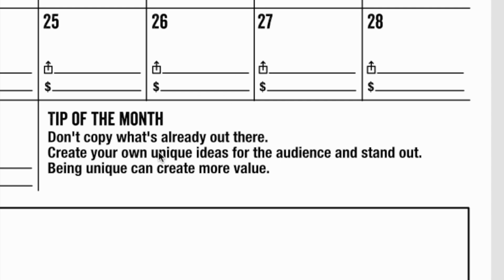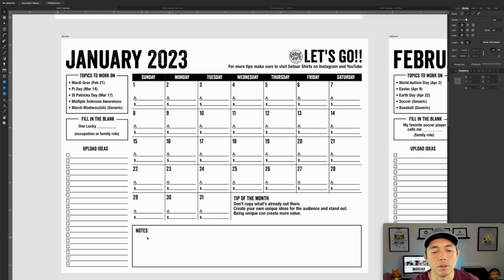And some tips of the month. If you have the whole thing, you can look through all the tips, and it's basically the 16 tips like I said in my video, and then have some places for notes. So I think this will really help. I know I'm going to use it. Hopefully it will help you.